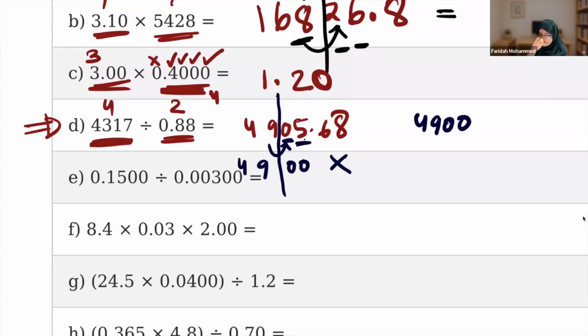Okay, write it down, please. Before the decimal, you make it 0. After the decimal, you cancel it out, or just don't write it down. Okay?